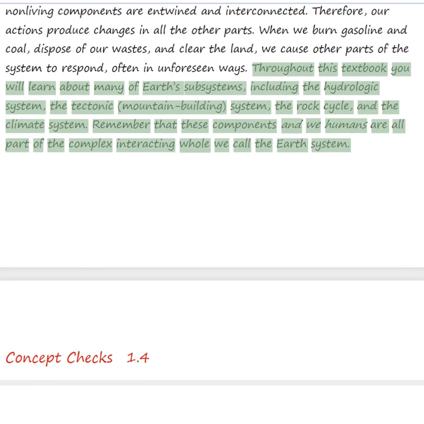Throughout this textbook you will learn about many of Earth's subsystems, including the hydrologic system, the tectonic system, the rock cycle, and the climate system. Remember that these components and we humans are all part of the complex interacting whole we call the Earth system.